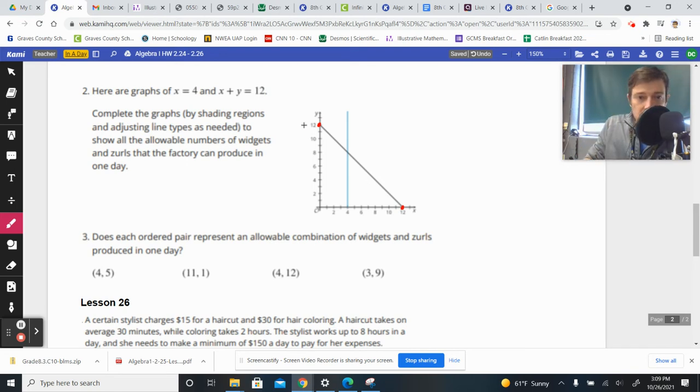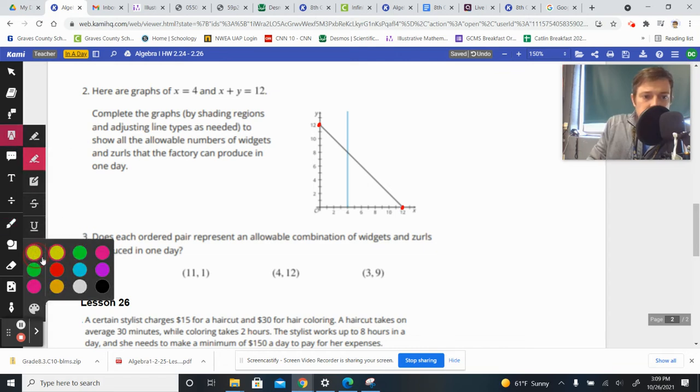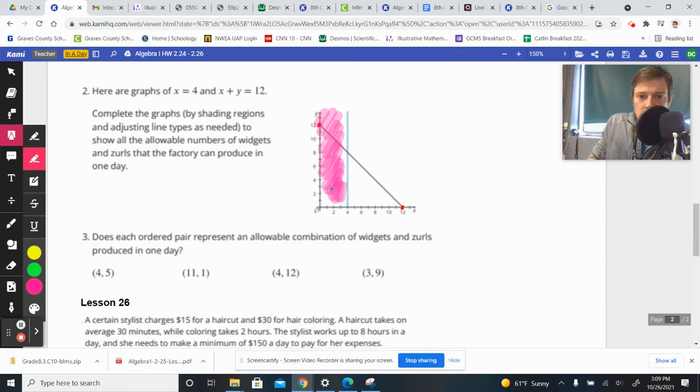So we have to stay less than 4 widgets. So if we're going to stay less than 4 widgets, we have to stay to the left of that blue line. So that would be everything that's over here for that. So I'm going to shade everything to the left of that line.